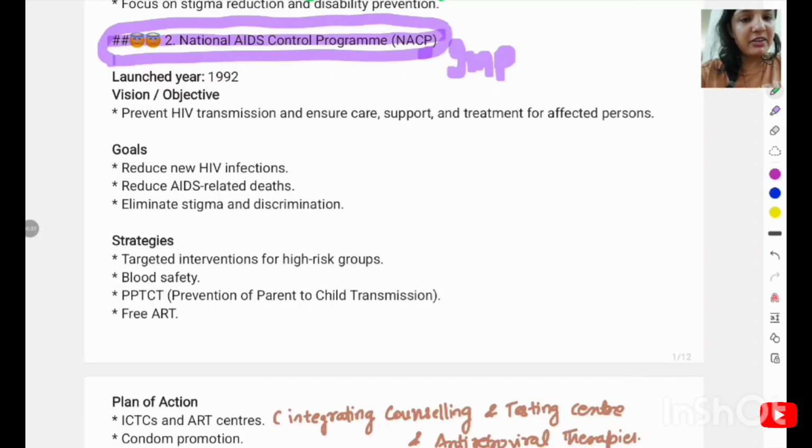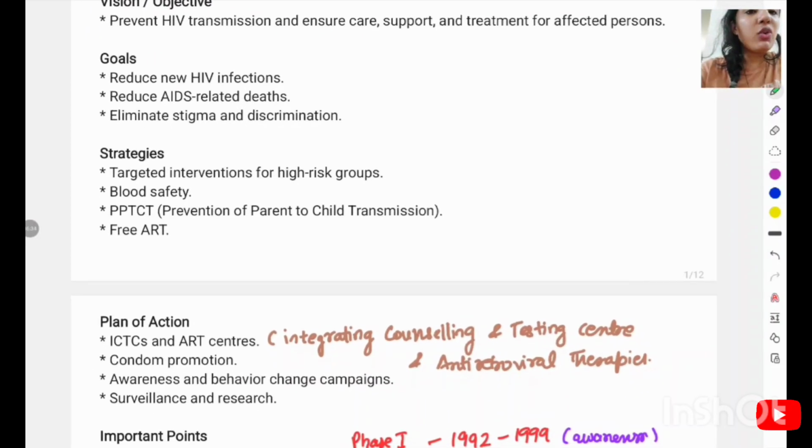Then what will be our goals? Our goal is to reduce HIV infection, reduce AIDS-related deaths, and eliminate stigma and discrimination. Then what strategies are we going for in this program?